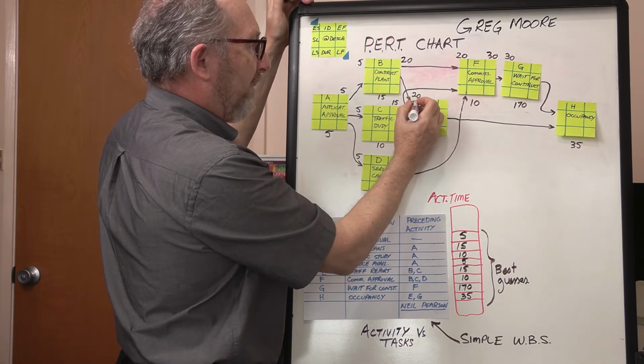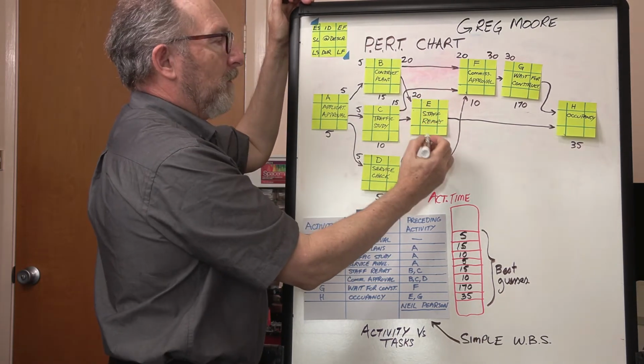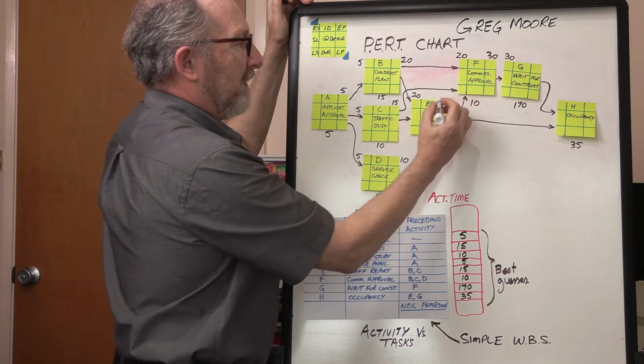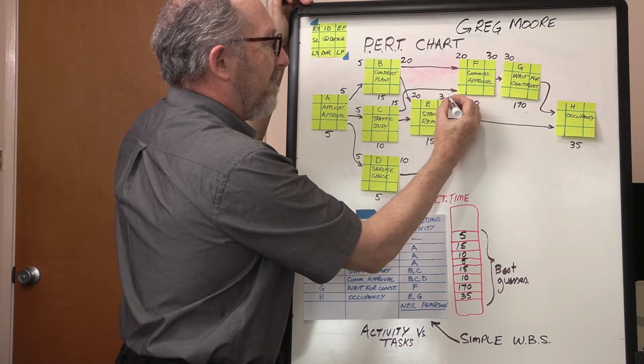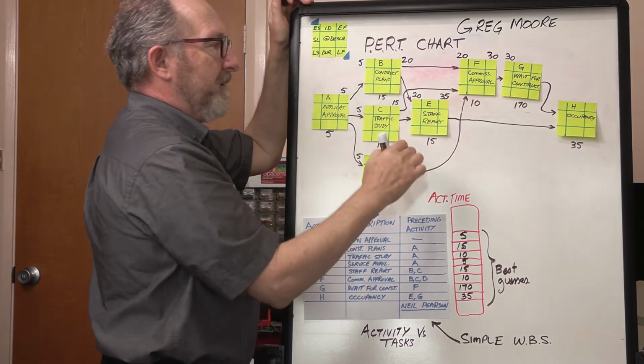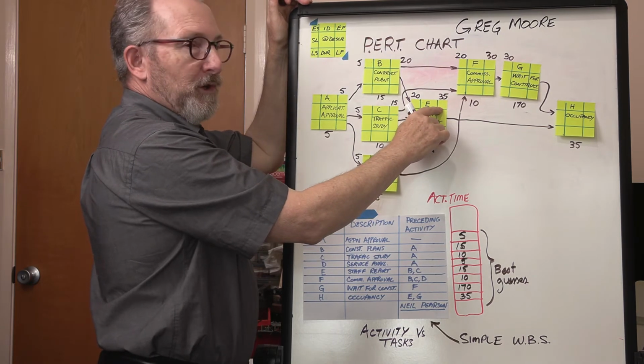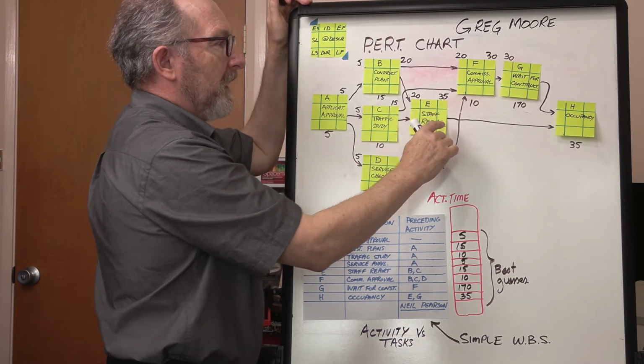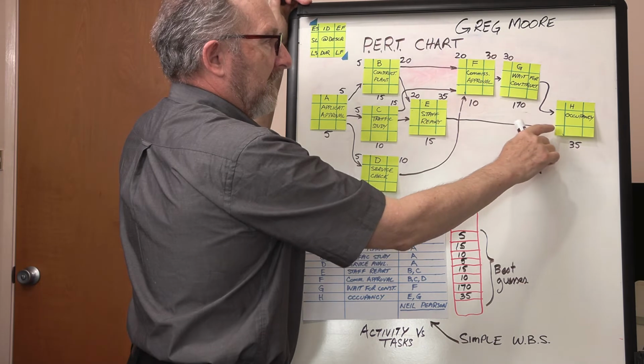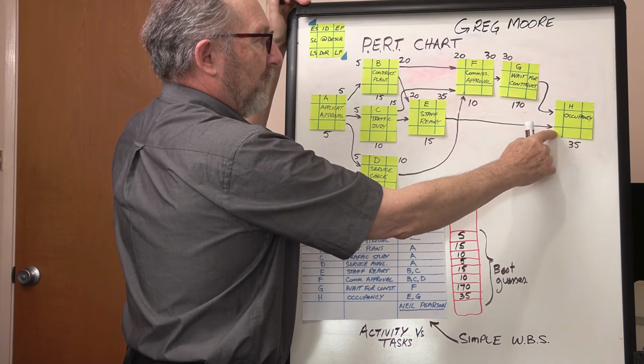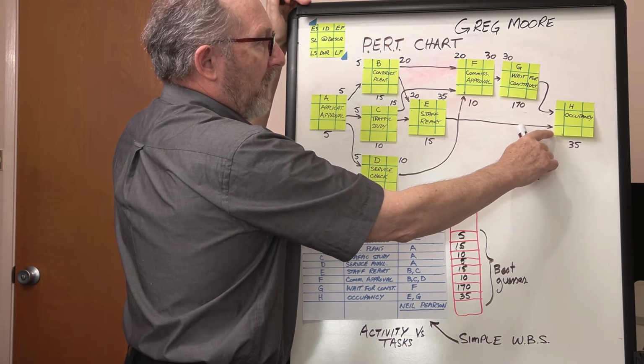We've got 20 for an early start on E. We've got 15 for a duration. That gives us 35. 35 for the earliest finish on E. That 35 then comes across to occupancy.